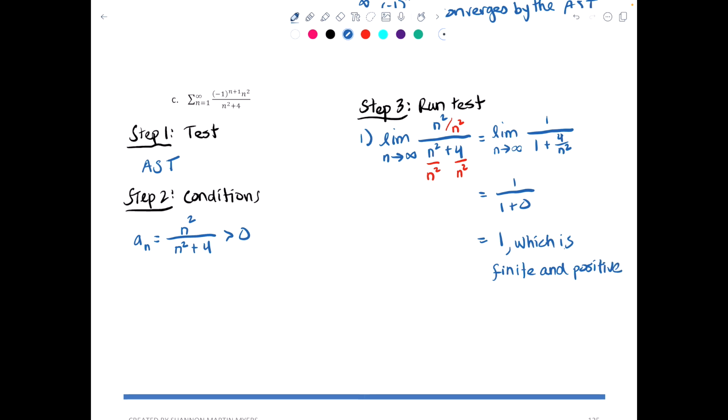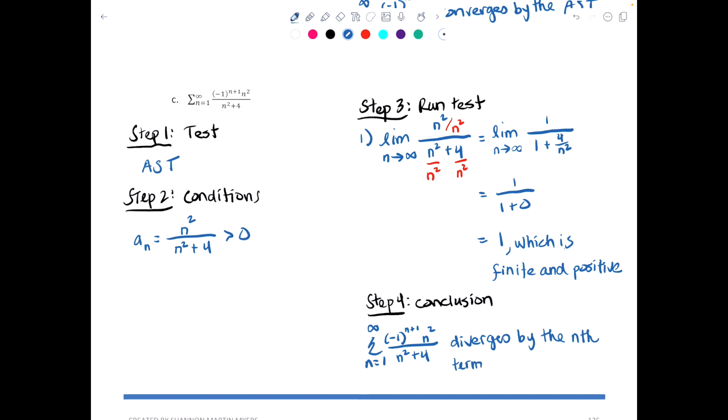right? So basically, we can go straight to our conclusion. And we're going to find out that this summation, as n goes from 1 to infinity, of negative 1 to the n plus 1 times n squared over n squared plus 4 diverges not by the alternating series test, but by the nth term test for divergence.